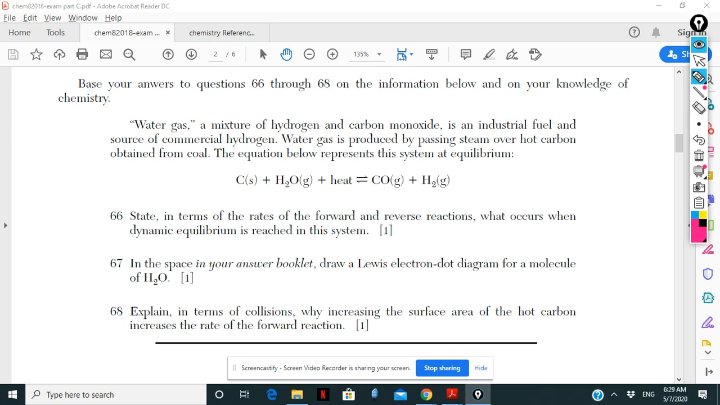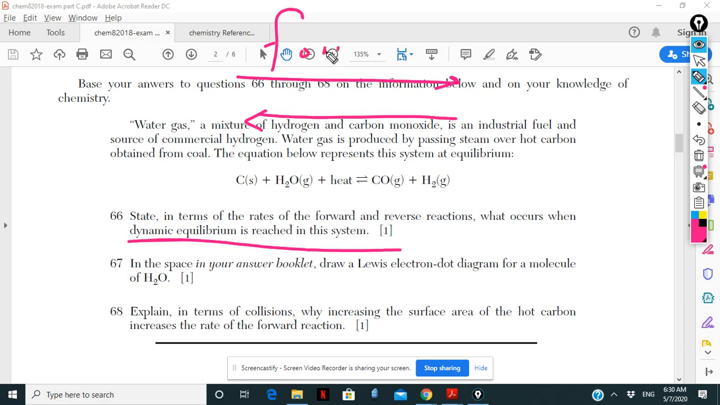What occurs when dynamic equilibrium is reached in the system? When we have dynamic equilibrium, it means the forward equals the backward. So the forward rate will equal the reverse rate of reaction.